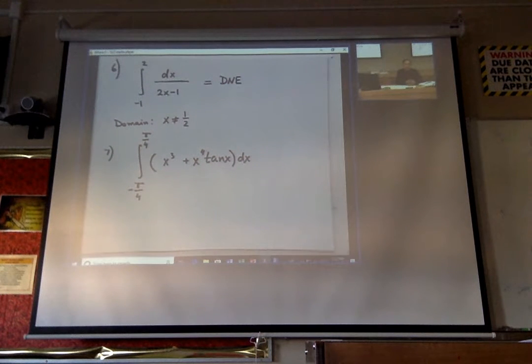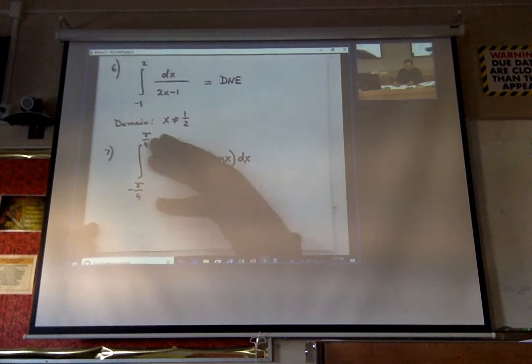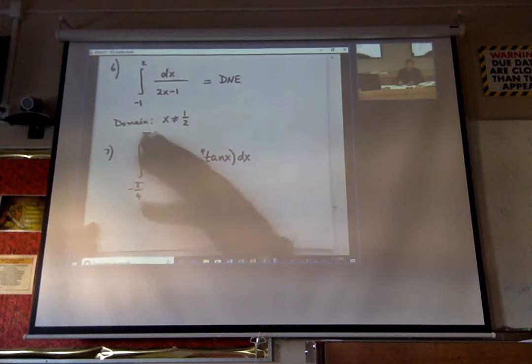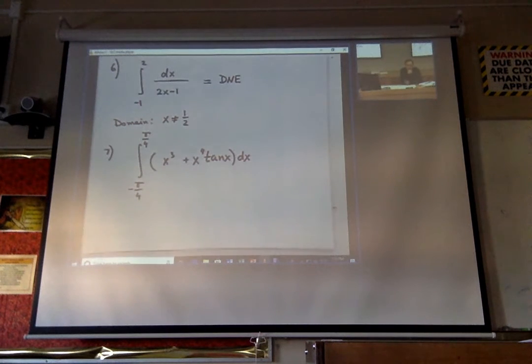Alright, since this integral is also a definite integral, I have to check for the domain, right? Am I going to have any problem with this function on this interval? What do you think? What if I ask you this: what's the domain of this function? All the numbers? Can I substitute any numbers into tangent? No, right?